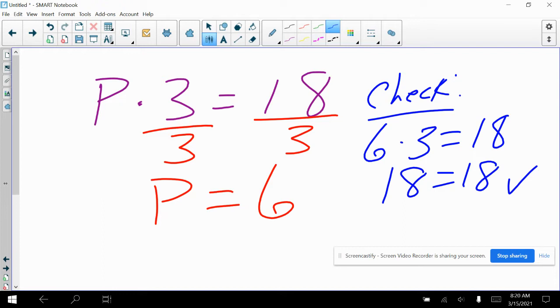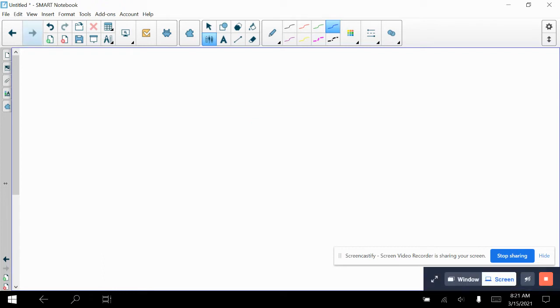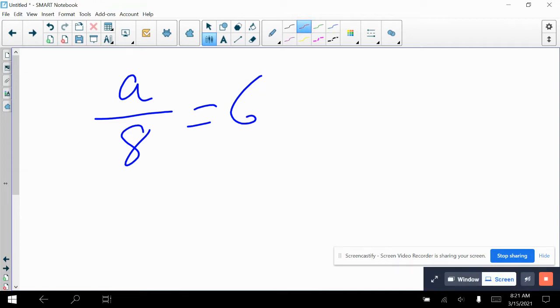All right, you good with the multiplication? Yeah, that's pretty simple. All right, moving on to division. So if we have a divided by 8 is equal to 6. All right, this one might be a little bit trickier. We know that it's a division equation, so what are we going to multiply by?